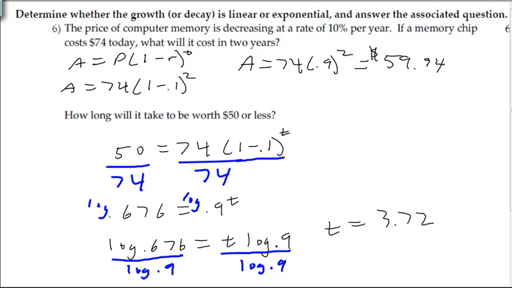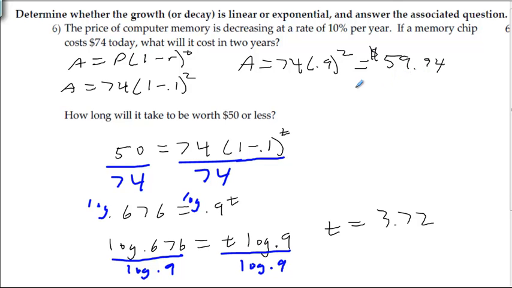On 6, same one. Microchips are $74 today. They're depreciating, so this is a minus sign instead of a plus sign. So we're going to take away the 10% for 2 years, which is really 0.9 squared times 74. So that microchip will cost a little under $60 here after 2 years.